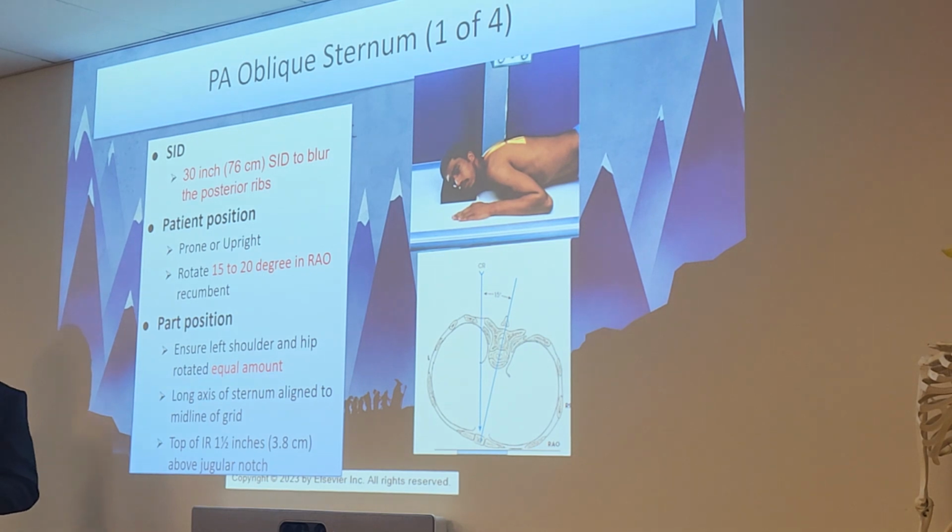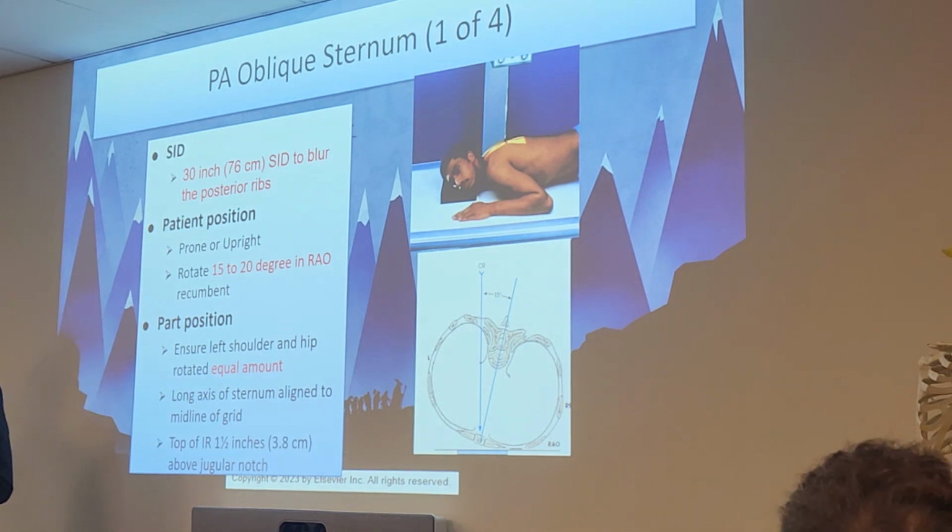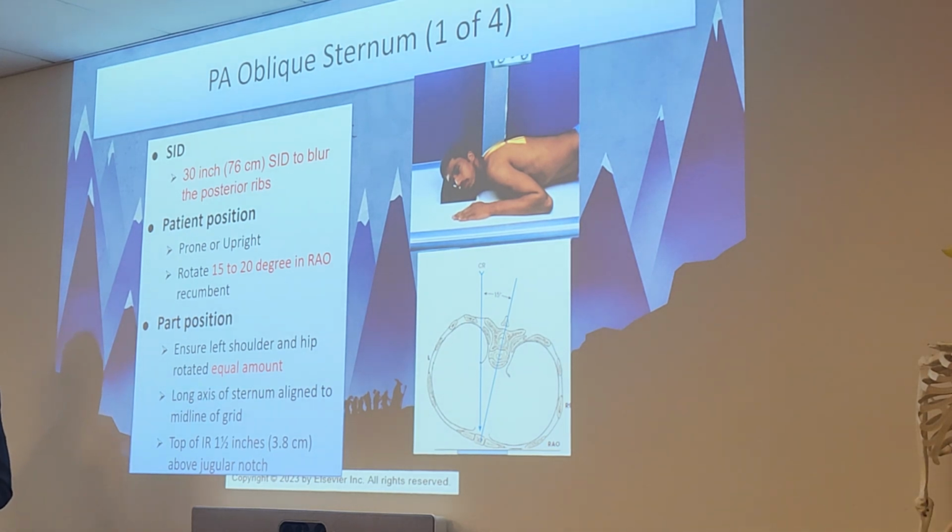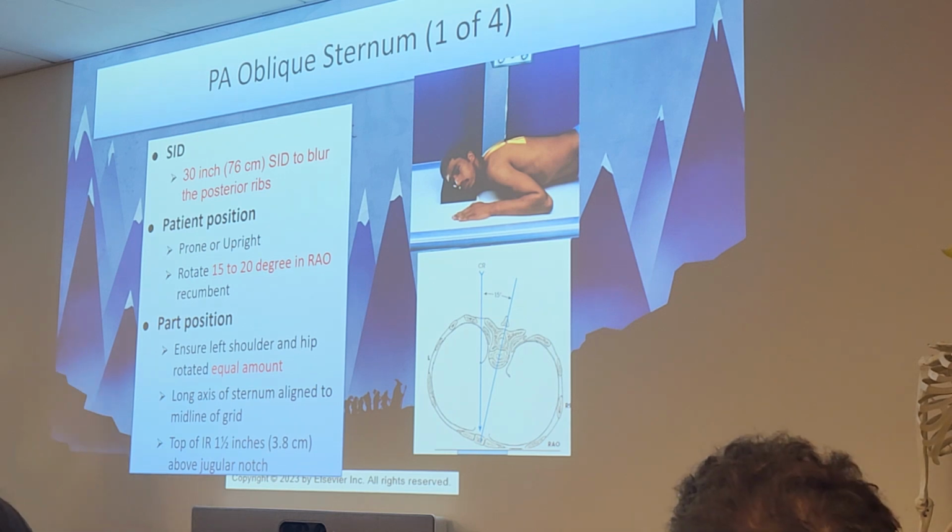This can be done prone or upright. I don't know why you would ever do it prone if they can stand. To me, you're just sabotaging yourself if you do it prone. That's going to be a very slight oblique, by the way. How many of y'all accidentally did 45 degrees last week? Me. It's very easy to do because you get stuck on that 45. 15 to 20 degrees is a very slight oblique, guys. You're barely turning them. Barely turning them.